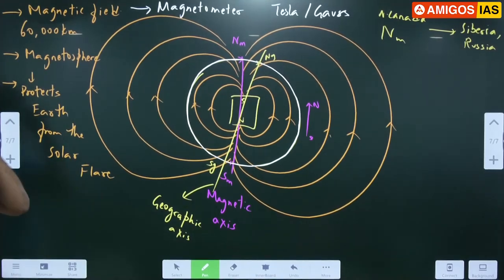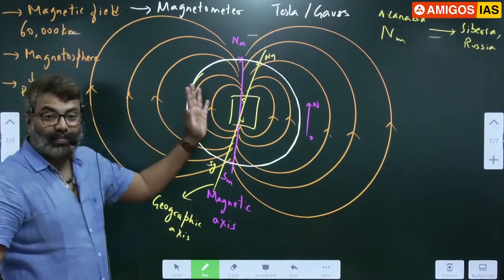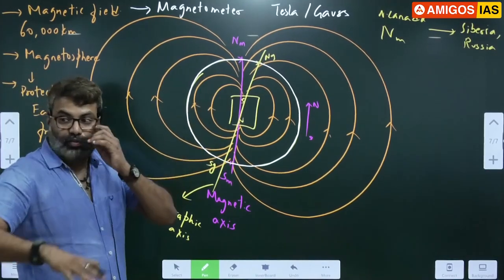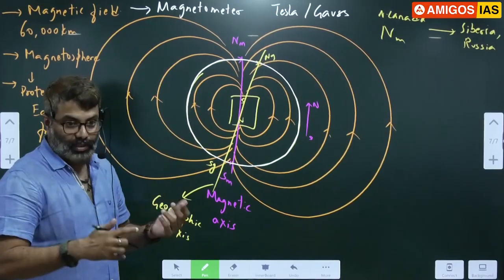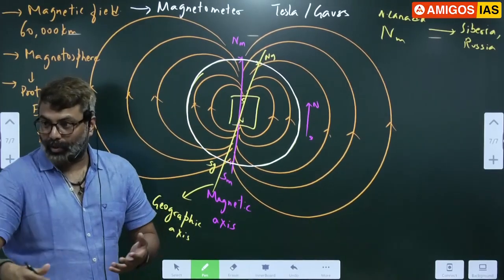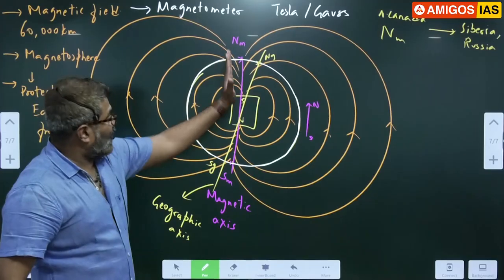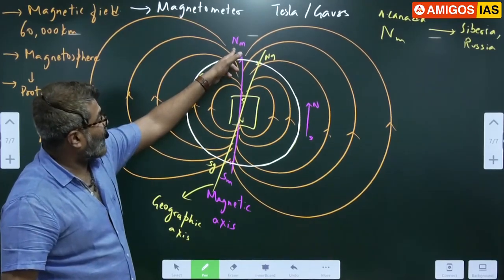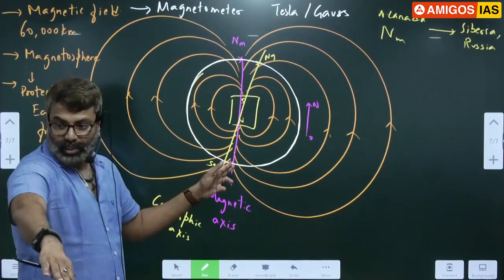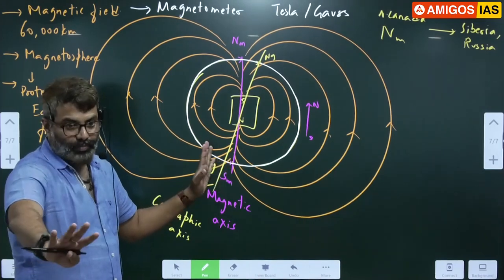Can I continue? Now you might say, sir, how is this going to affect us? Earth's magnetic axis shifting, how is it going to affect us? I'll tell you the simple ones. For very long, the magnetic axis was fixed like this, showing in Canada here, and the South magnetic pole was showing towards East Antarctica.